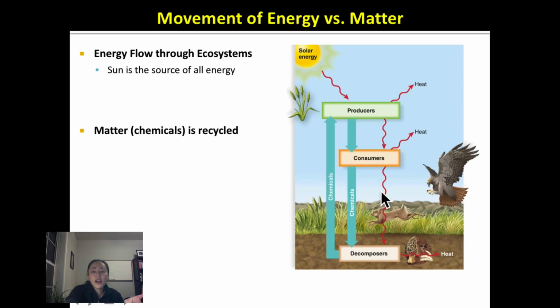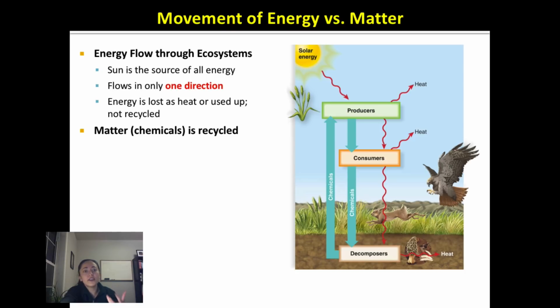Whenever consumers die, there's a little bit of chemical energy left, and that is broken down and used by decomposers. And then by the end, there's no more energy left in that system. So energy only flows in one direction, and most of that energy is actually lost to the environment, and it cannot be recycled. Whereas when we're talking about matter, we're talking about the actual chemicals, the actual atoms that make up everything. The actual matter is recycled in an ecosystem.